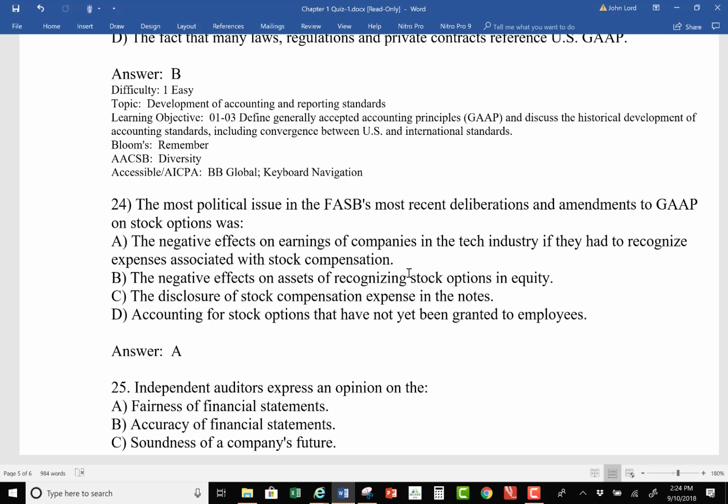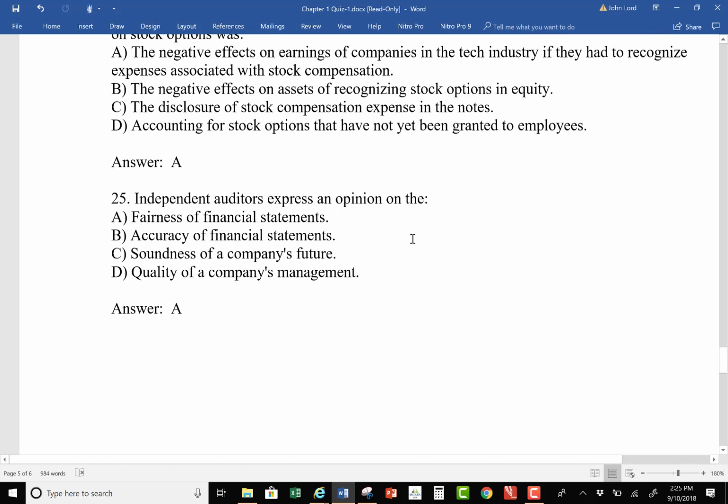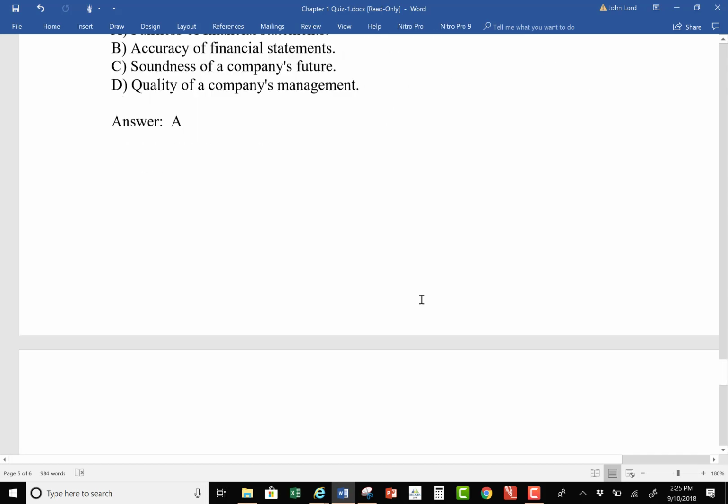And having to put that expense down in the financial reports, if they had to value the stock options, a lot of the tech companies were saying, you're making it very hard for us to attract talent, et cetera, to raise capital, and that was one of the big arguments against it. Number 25, independent auditors expressed an opinion on the fairness of the financial statements. We saw that, EY's financial report.